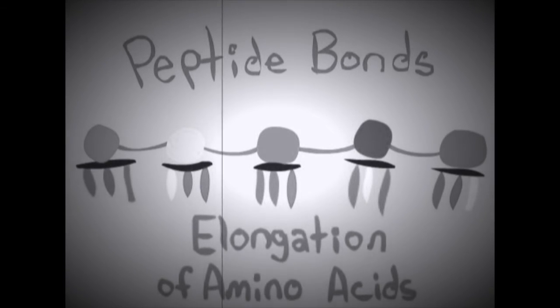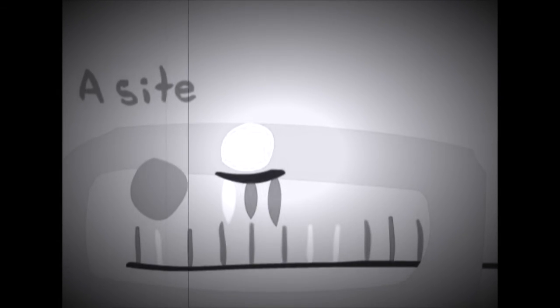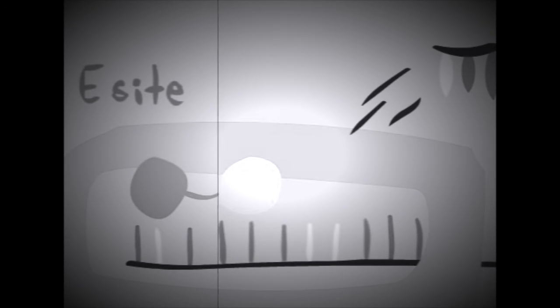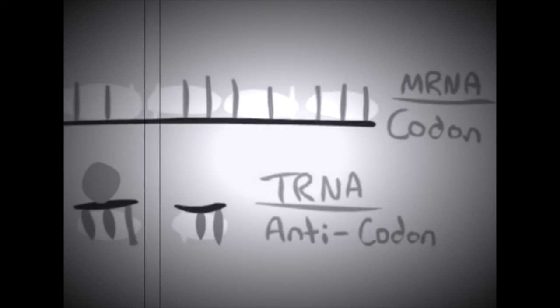The way these amino acids are brought together is through the A site, P site, and E site. The A site is when the tRNA goes to its complementary mRNA placement. The P site is when the amino acid bonds with its neighboring amino acid. The E site, the final step, is where the tRNA finally leaves, its job being done.